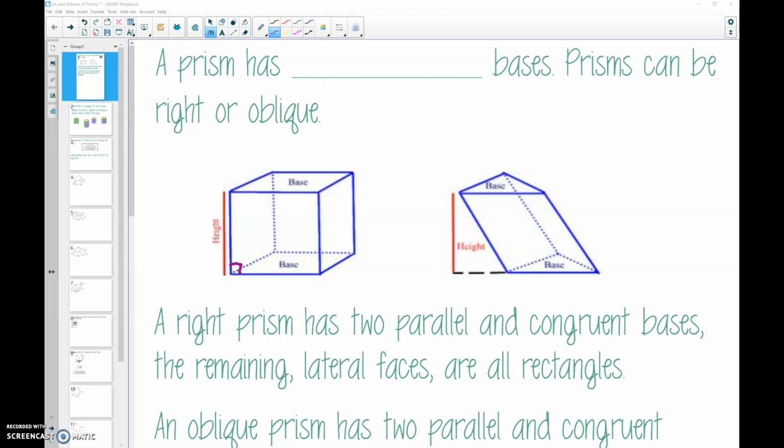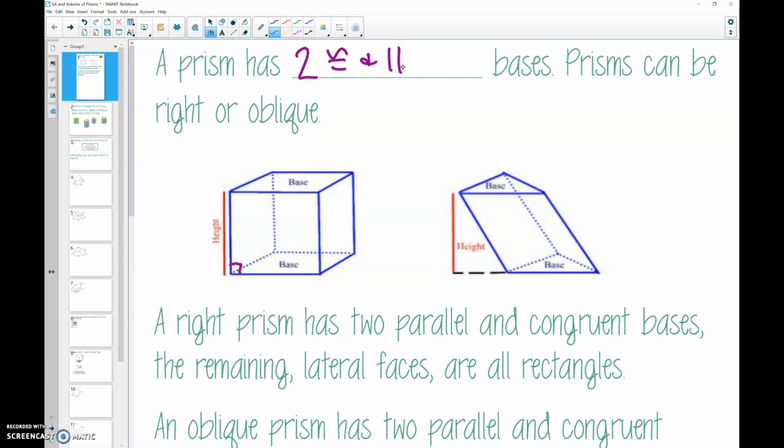Hi guys, we are switching gears. We are switching from two-dimensional figures and area to 3D figures and surface area and volume. So we're going to start with prisms today, and what makes a prism unique is that it has two congruent and parallel bases.